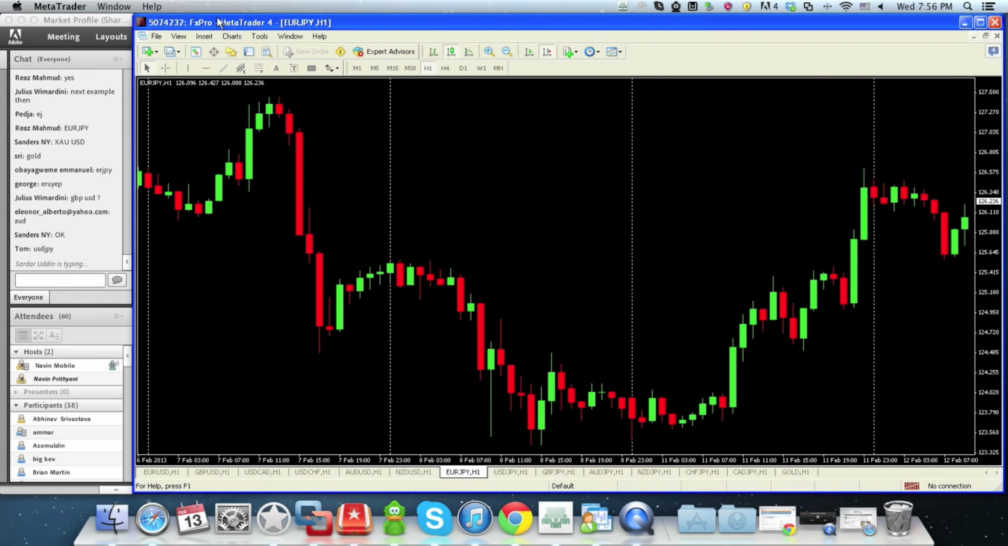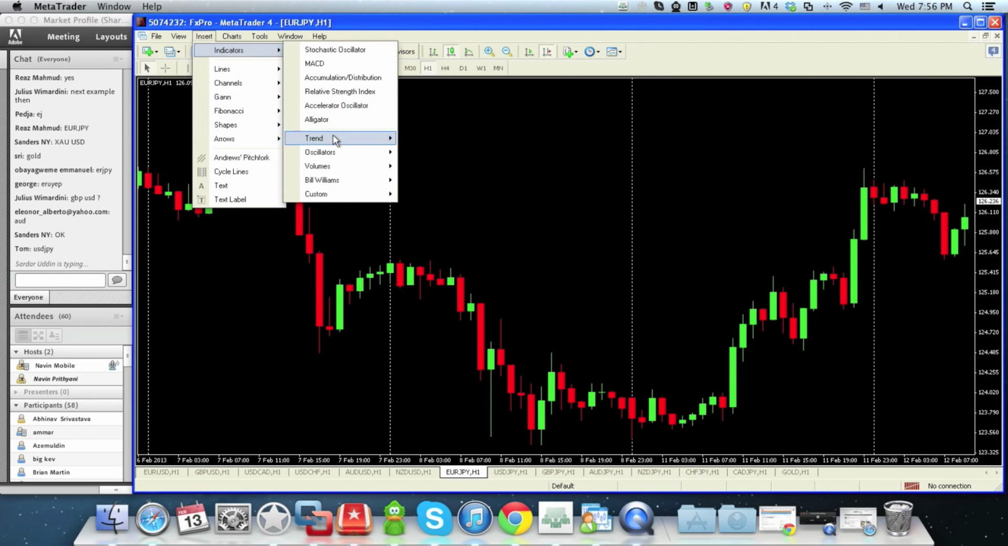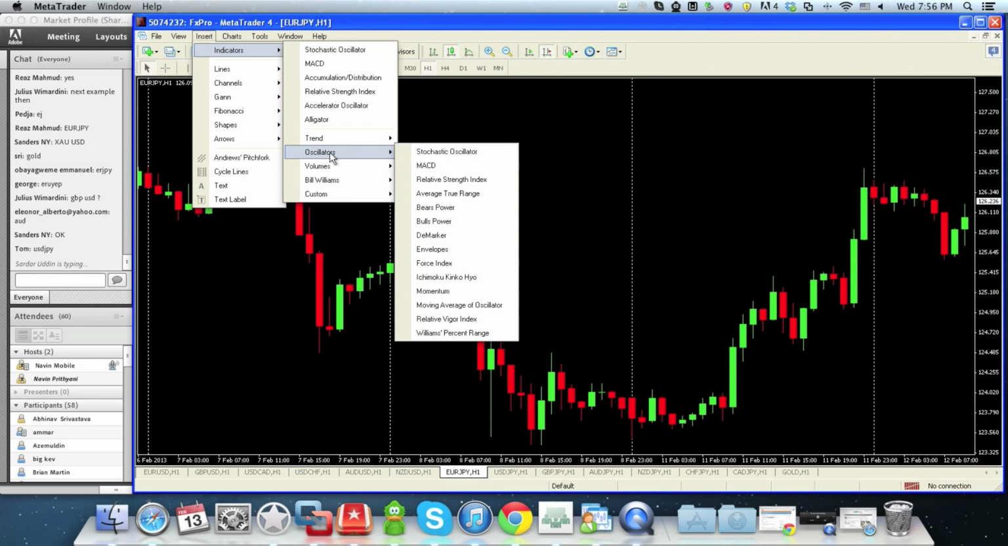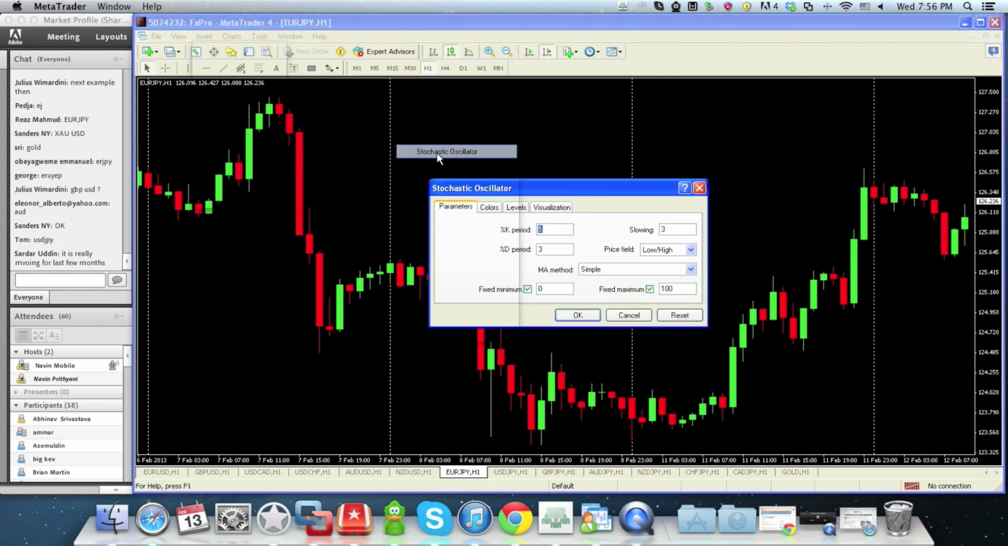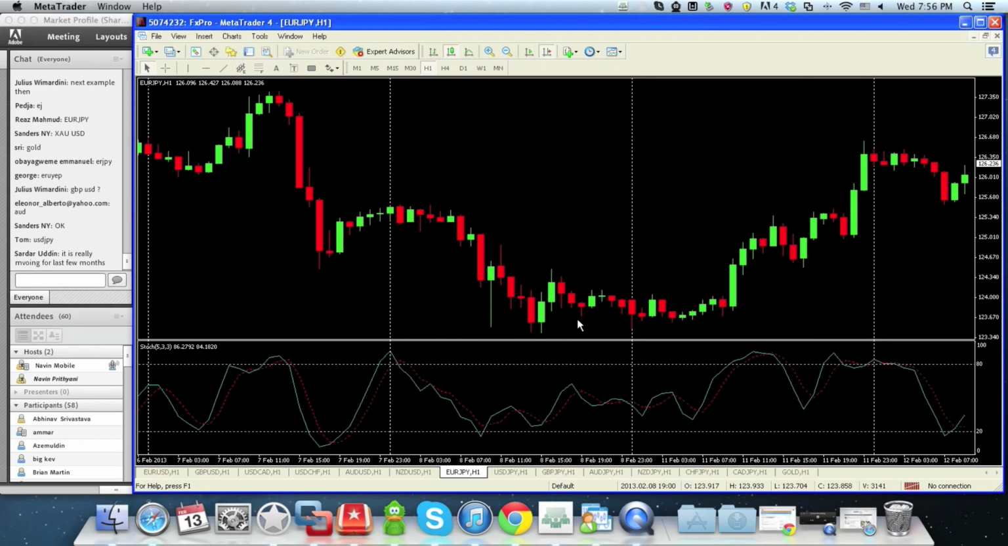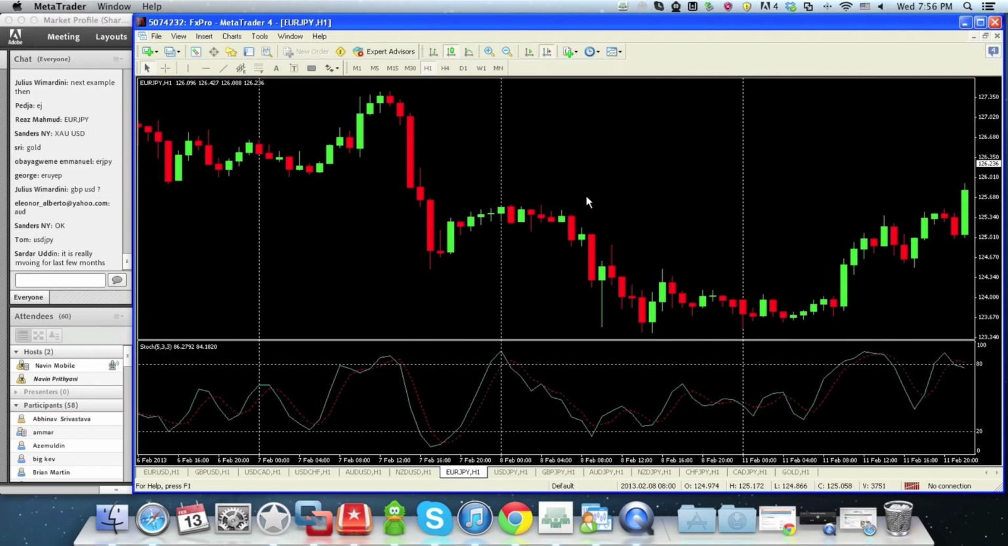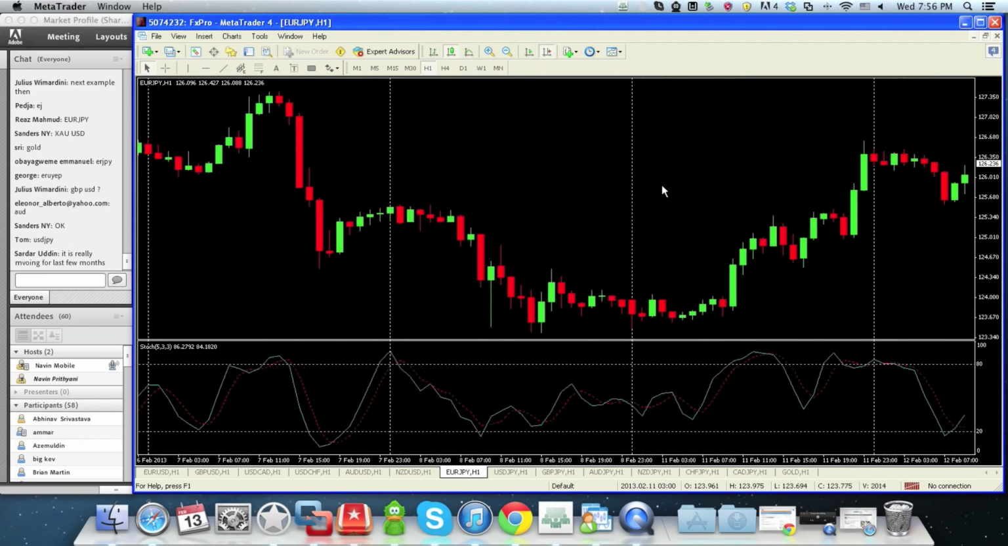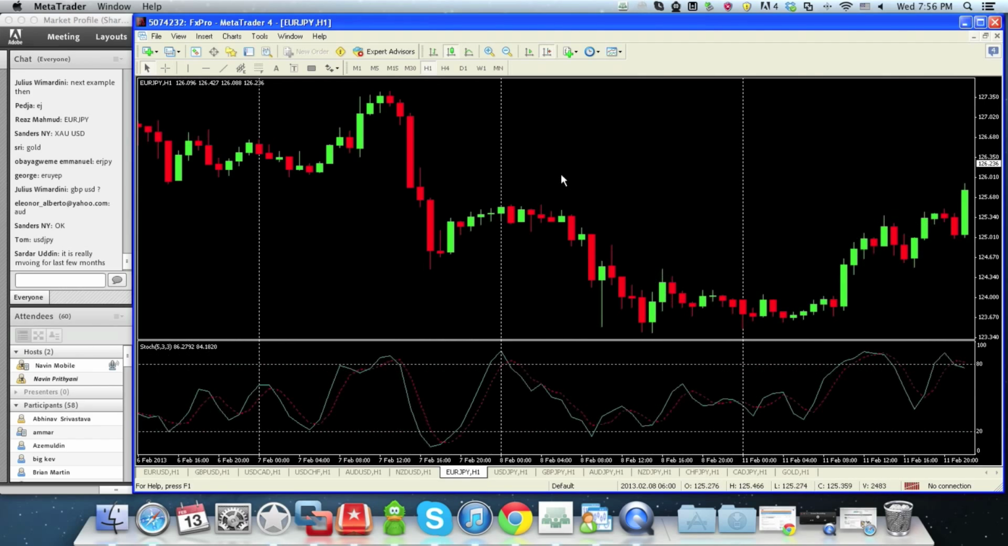Okay, chart's clear. Let's insert our indicator stochastics. I'm going to go to oscillators. I'm going to click on my stochastic. Standard settings, 5, 3, 3. Click OK. I'm not changing anything. I really don't care about the indicator. I could care less for the indicator. I don't like indicators. But I'm going to use this to see if there's something opposite happening. That's all. Okay, so now let's take a look at this one.